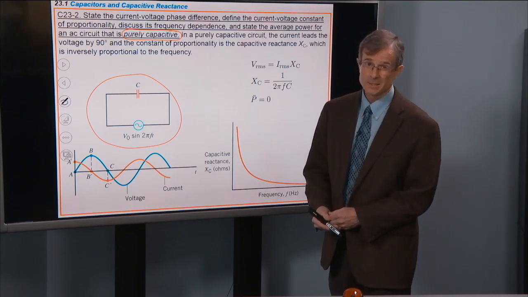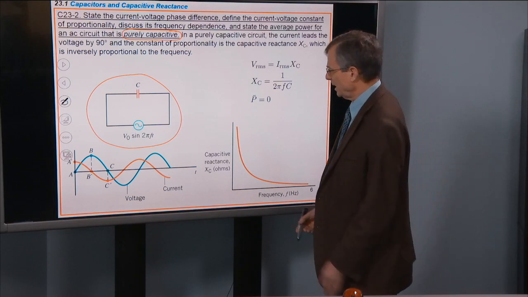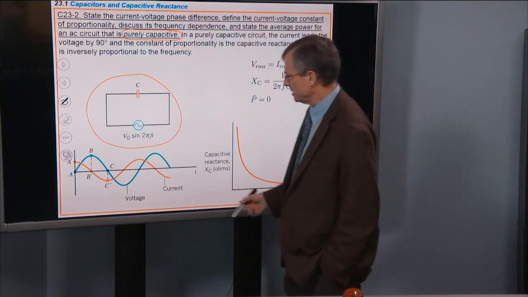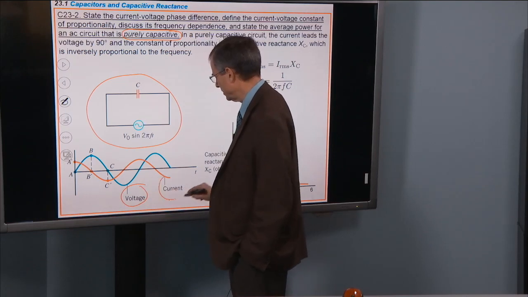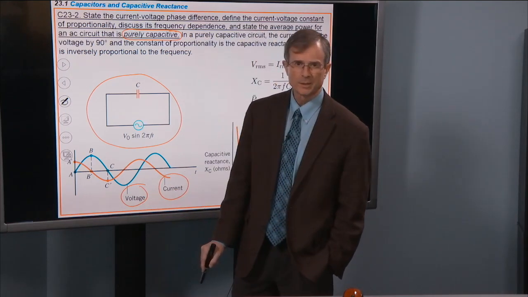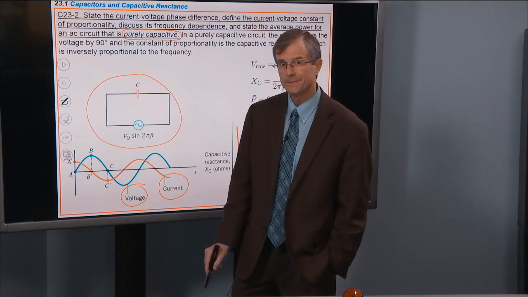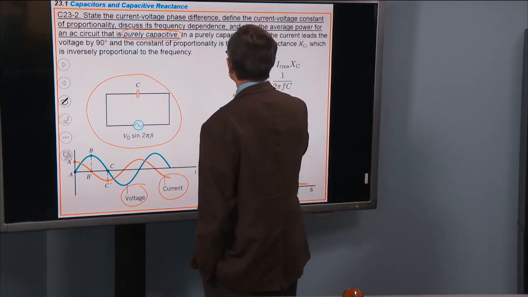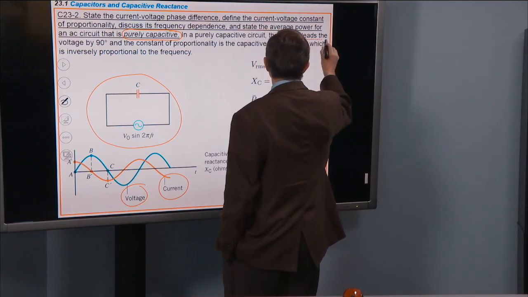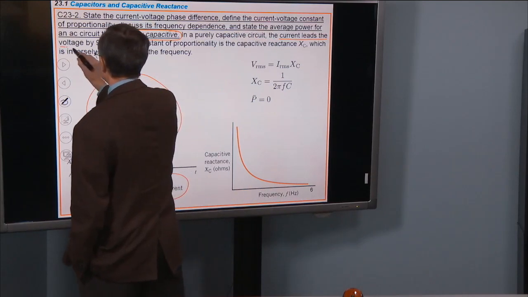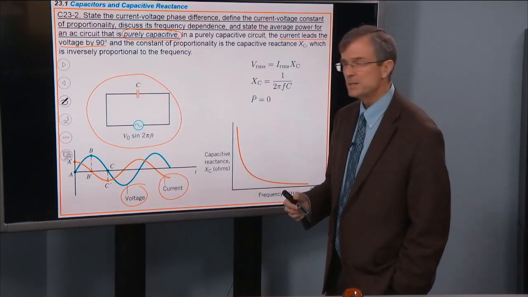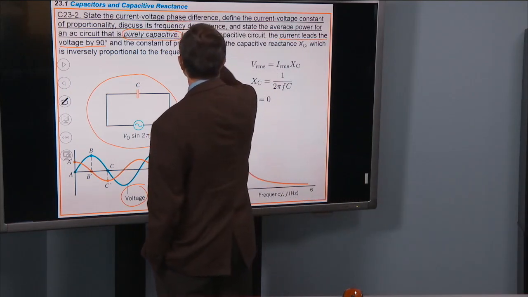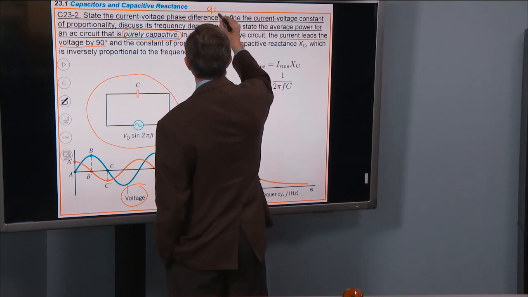Well, we're not in Kansas anymore. And the reason is the voltage and the current are no longer in phase. In fact, the current leads the voltage by 90 degrees. So their phase difference is 90 degrees.